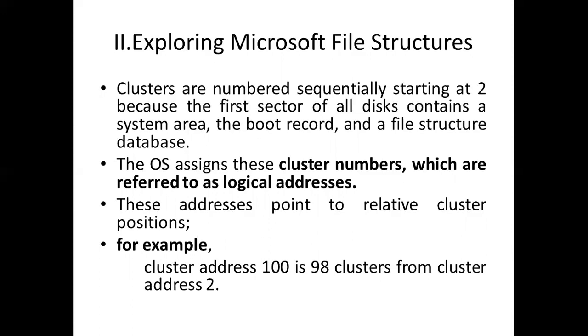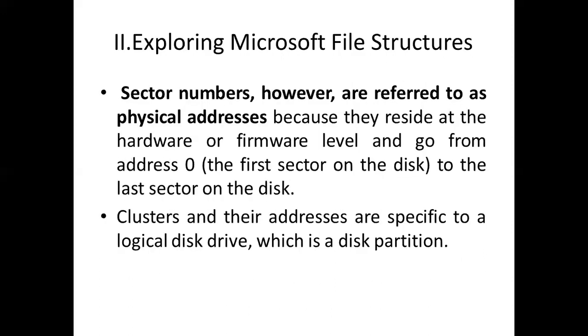Clusters are generally numbered starting at 2 because the first sector of all disks contains the system area, the boot record, and a file structure database. For example, if the cluster address is 100, then it is 98 clusters from the cluster address 2 because clusters are numbered starting at 2. Further, the sector numbers refer to the physical addresses. Clusters and their addresses are specific to the logical drive, which is a disk partition.